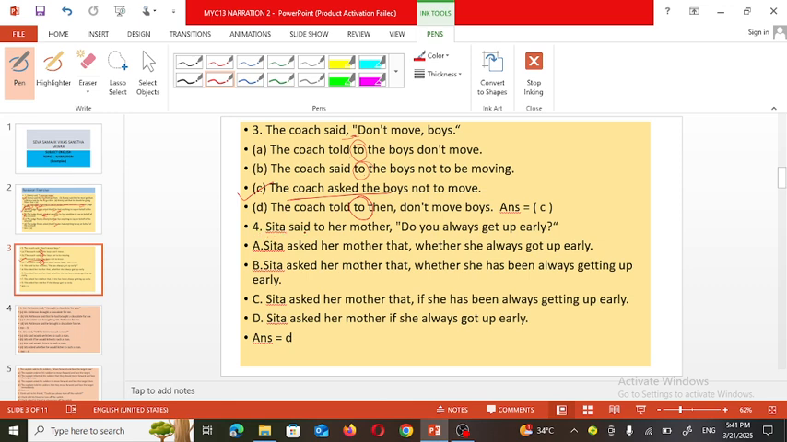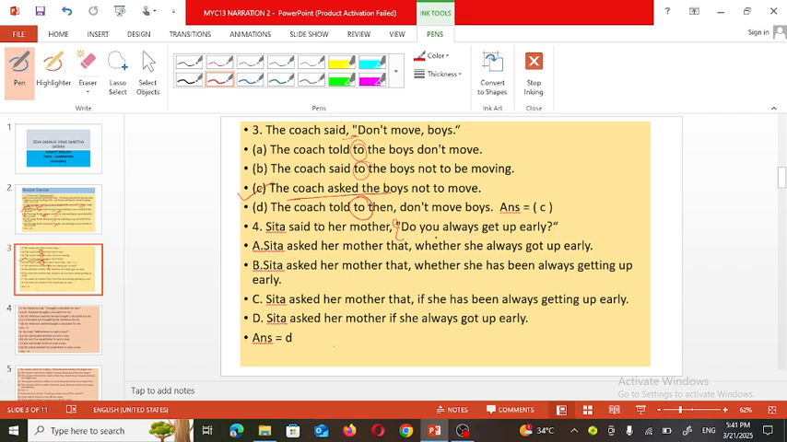Now see the next example. Sita said to her mother, "Do you always get up early?" Now this is an inquiry, so Sita asked her mother; said to won't be there. So asked her mother, you are able to see in all four options. So continue with our change. What conjunction will be there? The conjunction can be if or whether. So here if or whether is there in every place.